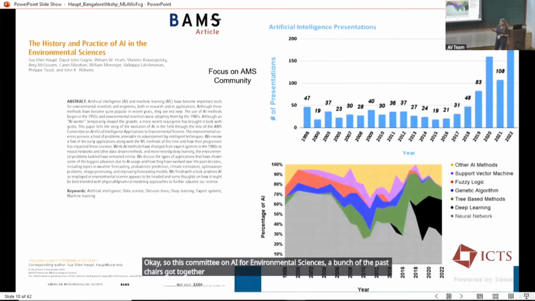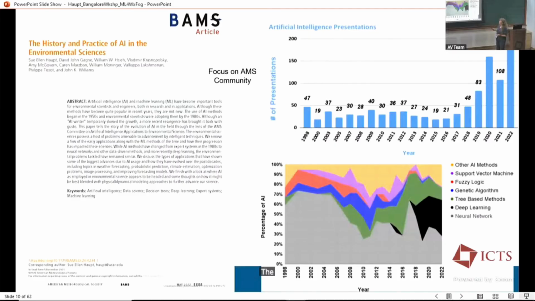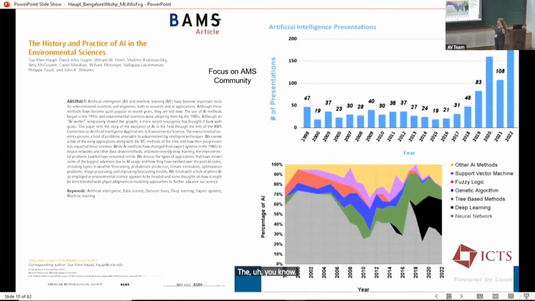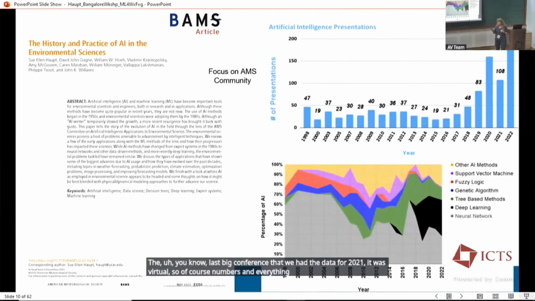Okay, so this committee on AI for environmental sciences, a bunch of the past chairs got together to analyze the impact that it's had, and the number of presentations at the AI conferences from '98 through 2022, and you see that it started really growing. 2020 was the last big conference that we had the data for. 2021, it was virtual, so of course the numbers went down. 2022, it was planned to be in person, went virtual at the last minute, so there were still a lot, and the last few years have grown even more.